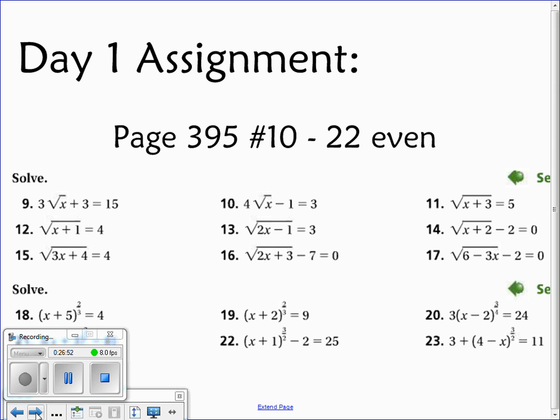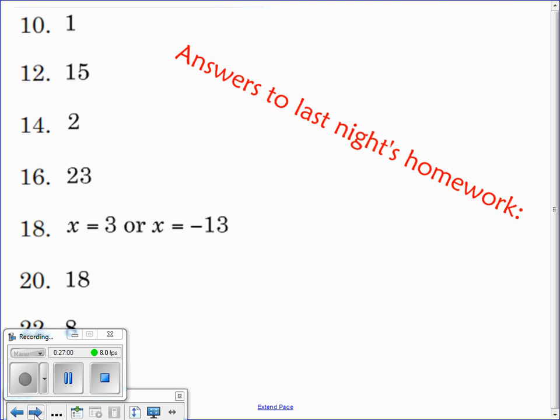All right, guys, you're going to have a part 1 assignment, 10 to 22 even. But I want to try to finish this section.